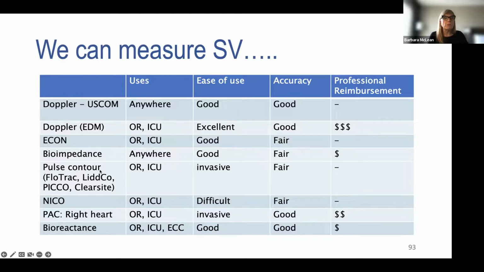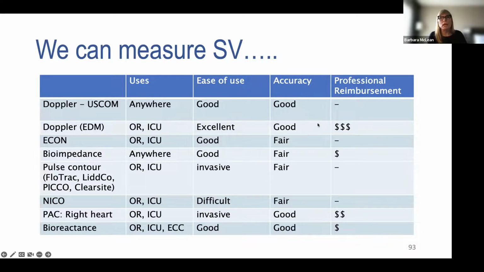Looking at pulse contour methodology, that would be FlowTrac, LiDCO, PiCCO, ClearSight, which we talked about last week. We can do that in the OR, the ICU, or anywhere a patient has an A line. It's minimally invasive, accuracy is fair, and you have some professional reimbursement. NICO or NICOM is really about expired gases, looking at end-tidal CO2 for measurement, typically only used in the OR and ICU, and really not used much in the United States. It's difficult to use and has fairly good accuracy.